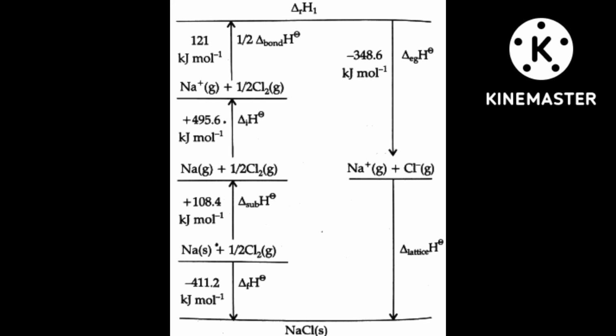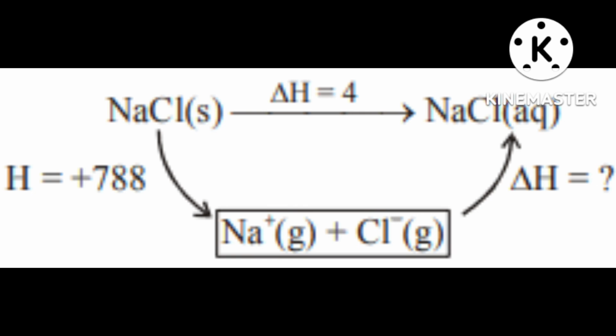Hence, that negative 411.2 is written as positive 411.2. Okay, then those 5 steps, 5 values I have given. The last value is for Na plus Cl minus forming NaCl. In that, the value is 348.6 kilojoule. That heat will come out.